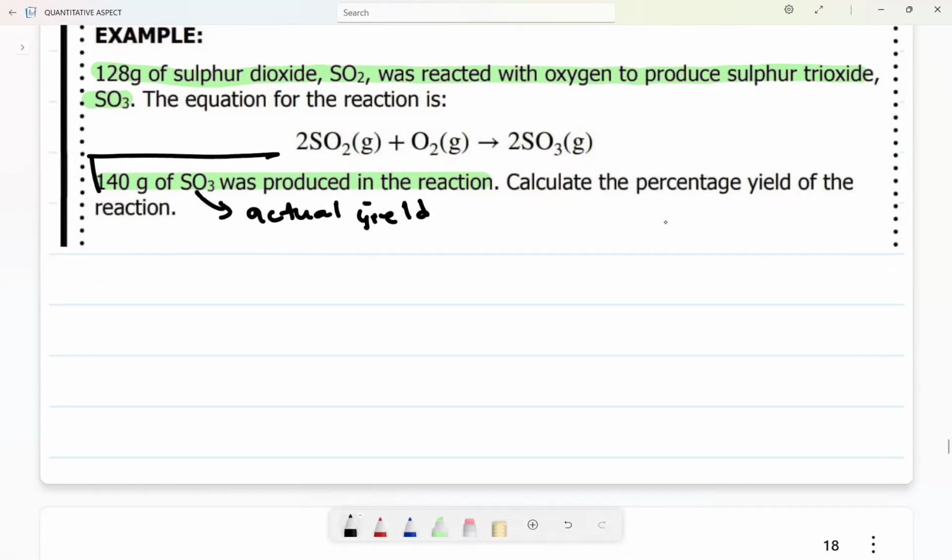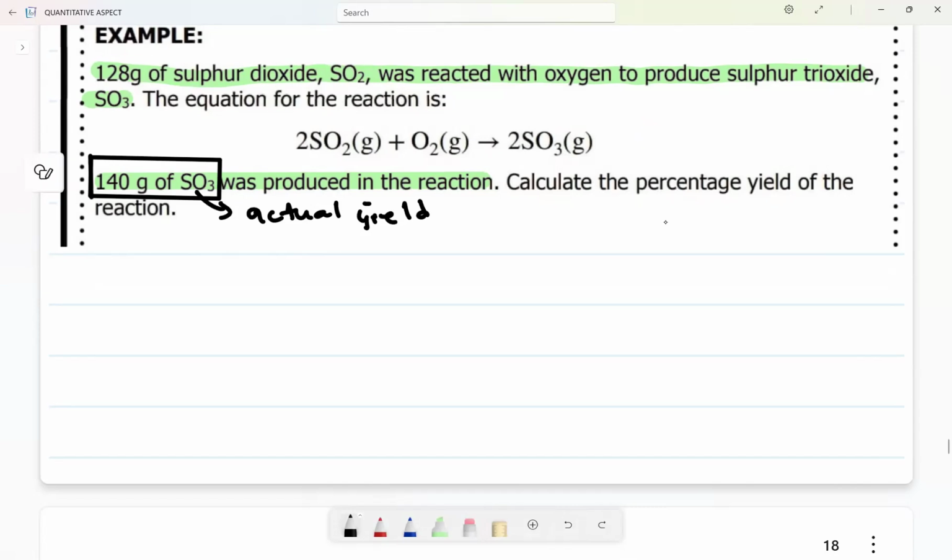So this is the actual yield. It means now we need to calculate the theoretical yield of SO3. Now I'm gonna use the first ratio. I'm told that sulfur dioxide, SO2, was reacted.